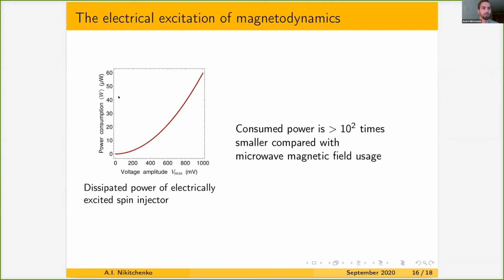Furthermore, here the power consumption of the structure is plotted against the voltage amplitude, and we can see that it is extremely small. For example, this largest consumed power is more than 2 orders of magnitude smaller than the power consumed by a spin injector driven by a microwave magnetic field conventionally.